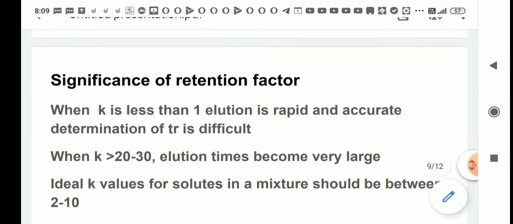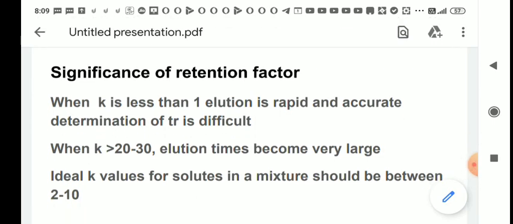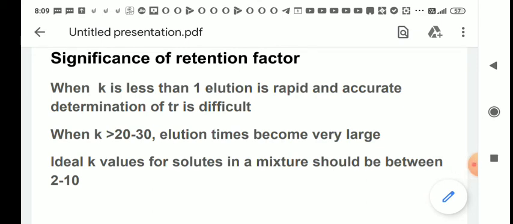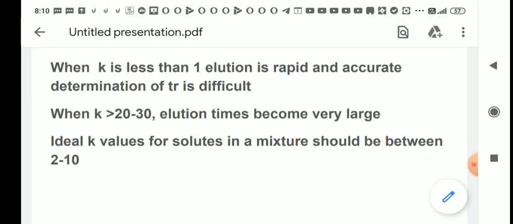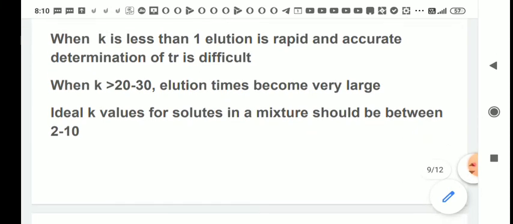good. However, if you have retention factor values which are more than 20 to 30, then the elution time becomes very large and the time taken to complete the separation will be very large, and if you have to do a number of analyses or separations, then you won't have time for that. So it's very obvious that you cannot have a very high K value, a very high retention factor value. It should not be greater than 20 to 30. Elution times become very large and you have to take more time to finish the separation. The ideal K value for solutes in a mixture should be between 2 to 10.